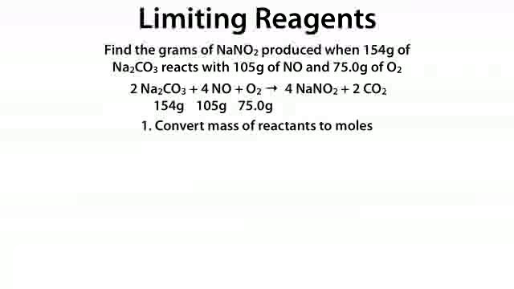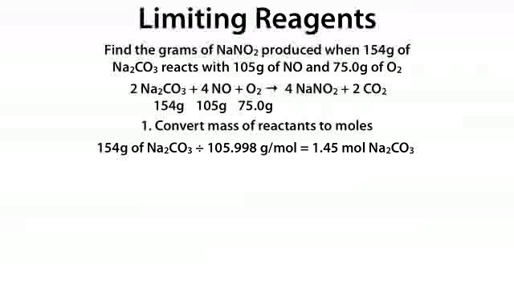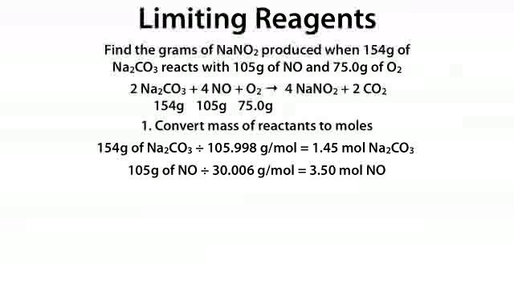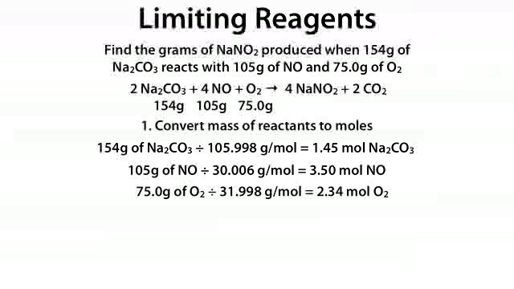And as with all limiting reagent problems, our first step is to always convert the given mass of reactants to moles. So here we'll start with Na2CO3 by dividing 154 grams of Na2CO3 by its molar mass of 105.998 grams per mole to give 1.45 moles of Na2CO3. We'll do it again for NO. 105 grams of NO divided by its molar mass of 30.006 grams per mole gives us 3.50 moles of NO. And finally for O2, 75.0 grams of O2 divided by its molar mass of 31.998 grams per mole gives us 2.34 moles of O2.